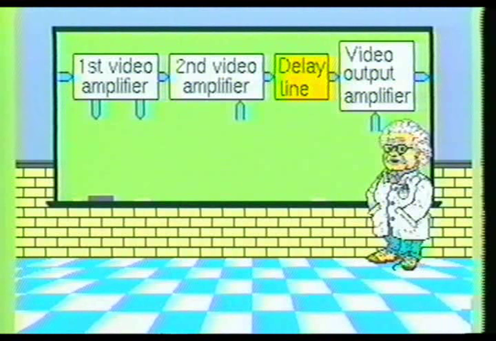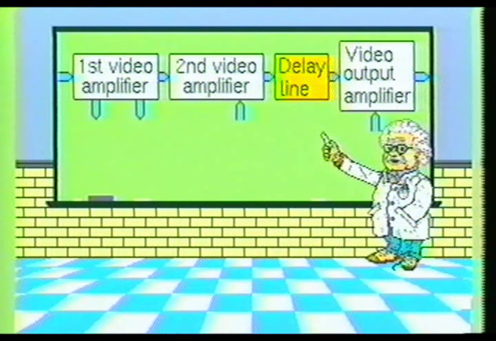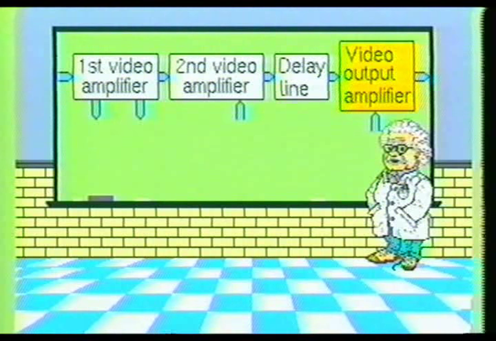Since the Y or luminance signal has fewer stages to pass through than does the color signal, a delay becomes necessary so that the color and luminance signals reach the picture tube at the correct time for proper color image reproduction. Depending upon the type of picture tube being used, the output of the video output amplifier stage may be as high as 150 volts peak to peak.